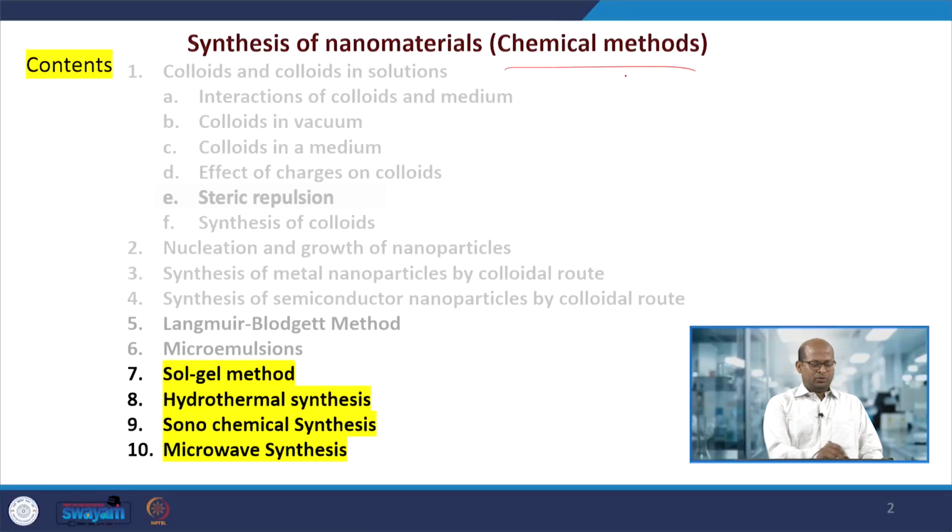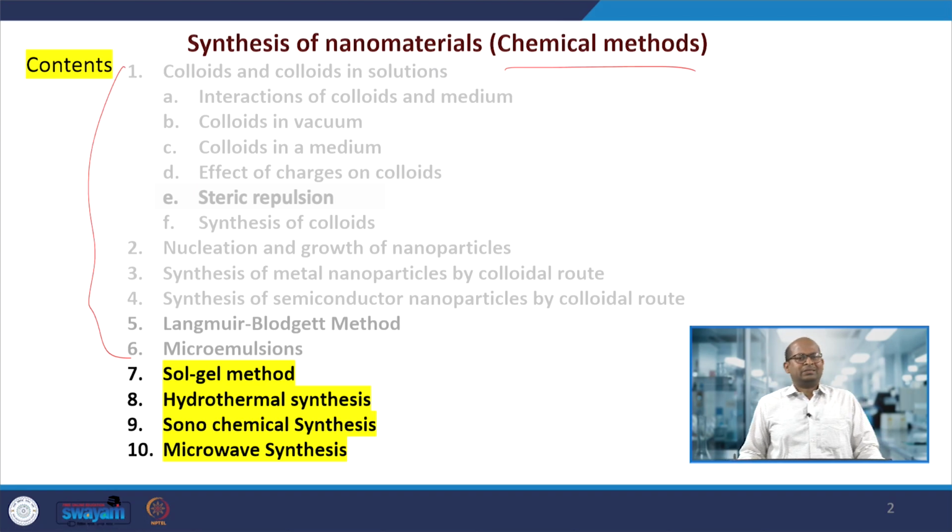We are going to start the lecture on nanotechnology in chemical engineering. Today we will discuss the chemical methods, how we can synthesize nanomaterials. There are a few methods, and we have already discussed some of these chemical methods.